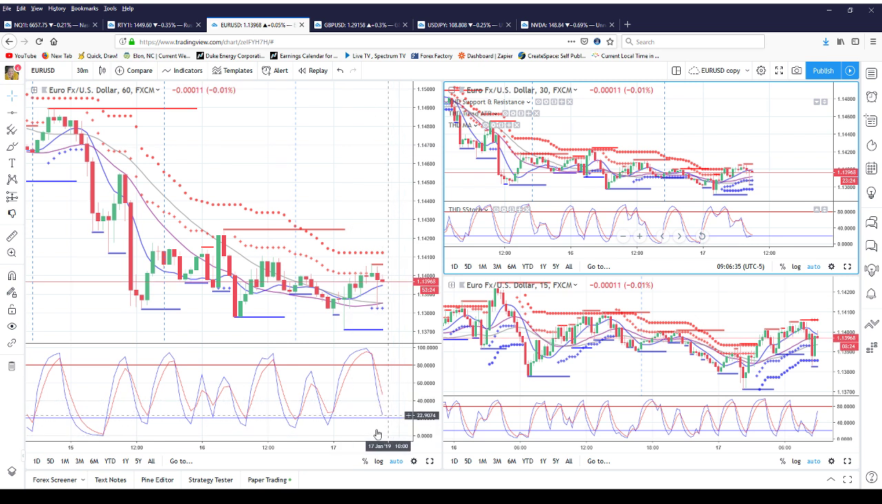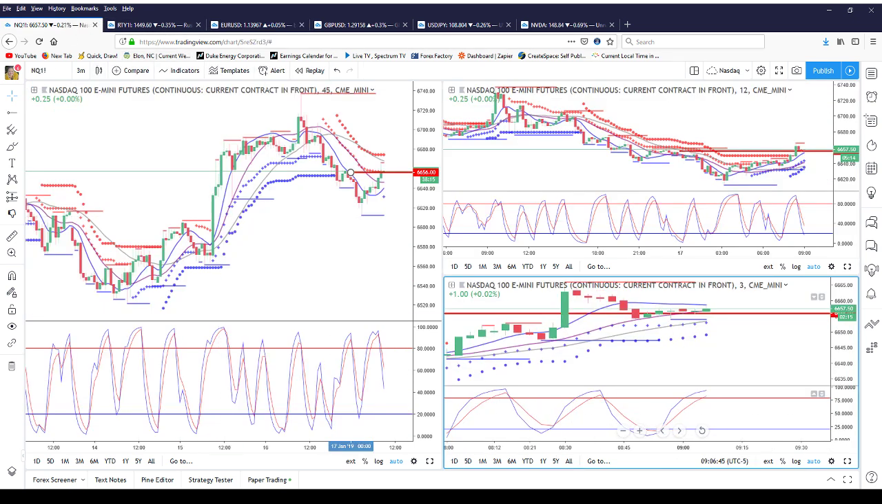I would prefer for this to be overextended down here below 20. It may return to this area to test it again. Let's go back and look over here. With this stochastics being overextended right now, I think I would hold that for at least one more bar.